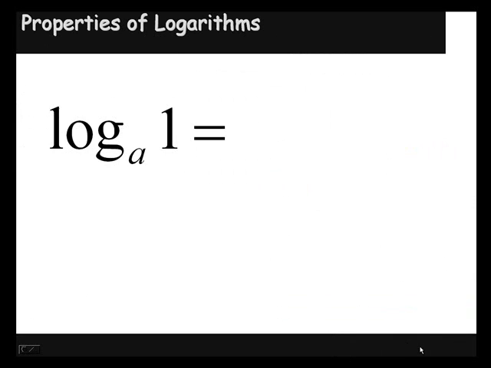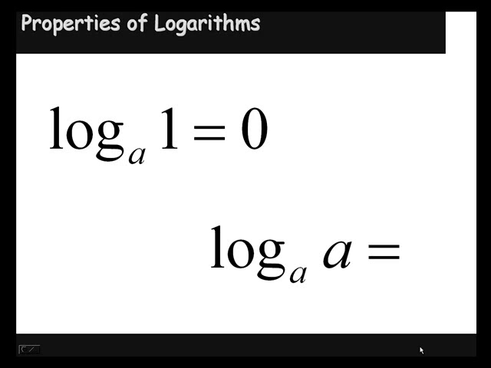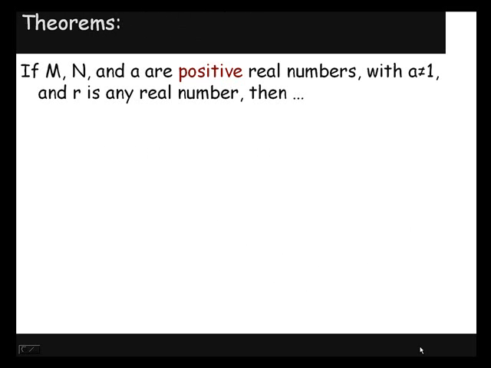Alright, properties of logs. Log base a of 1 will always equal 0 because a to the 0 is 1. Log base a of a will always equal 1 because a to the 1 is a. So that's our first two properties of logarithms, things that are always true.